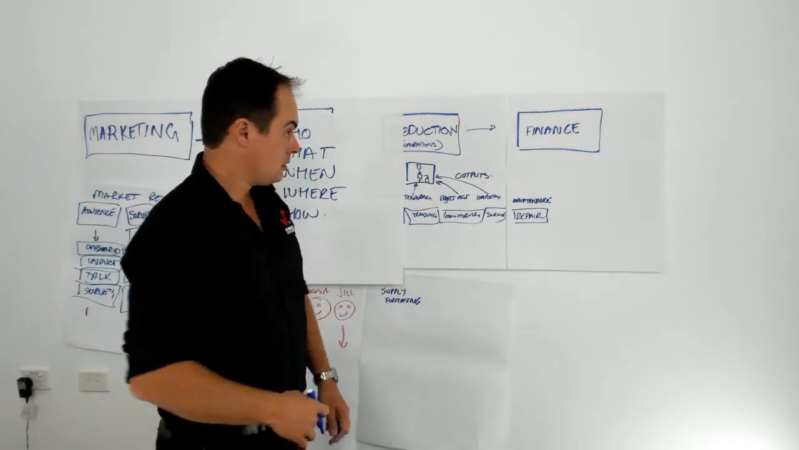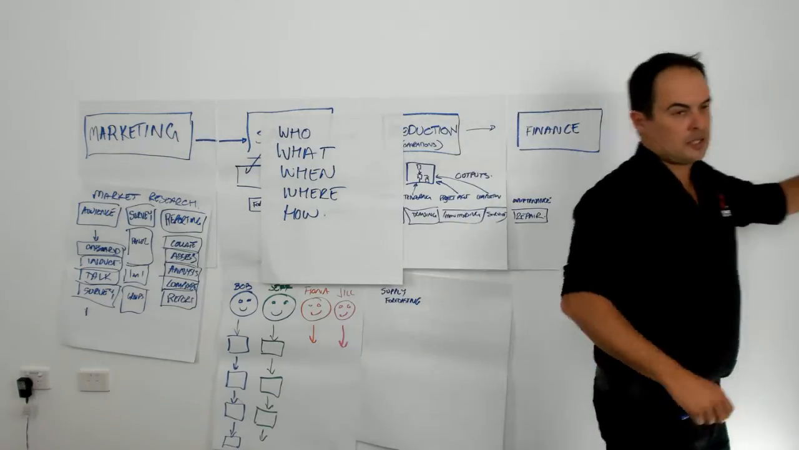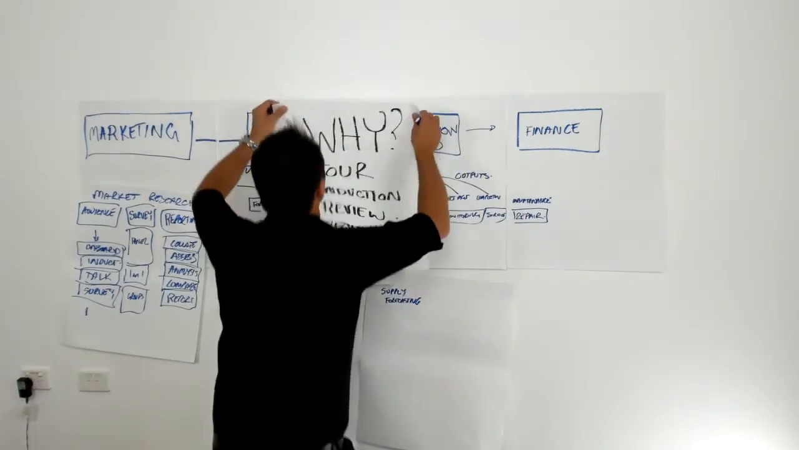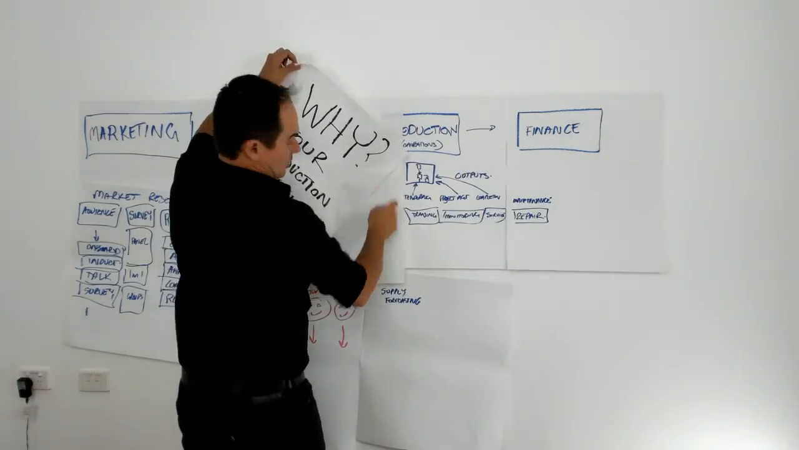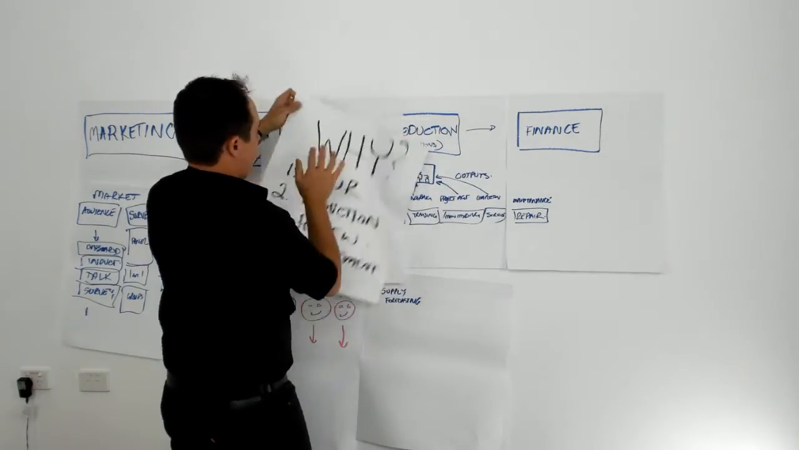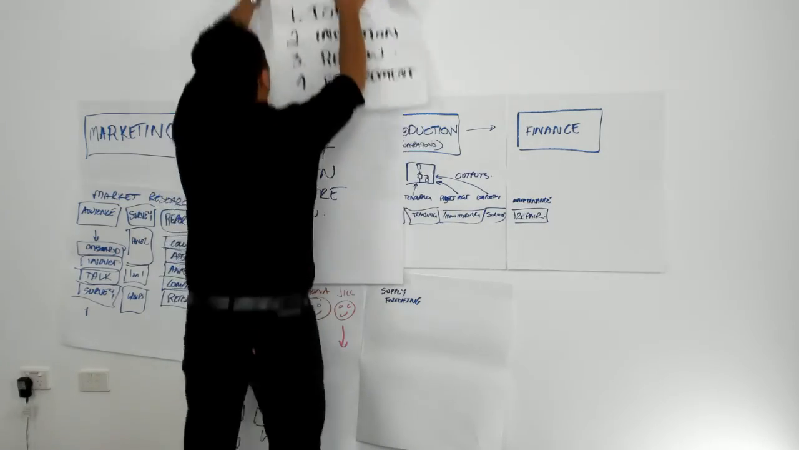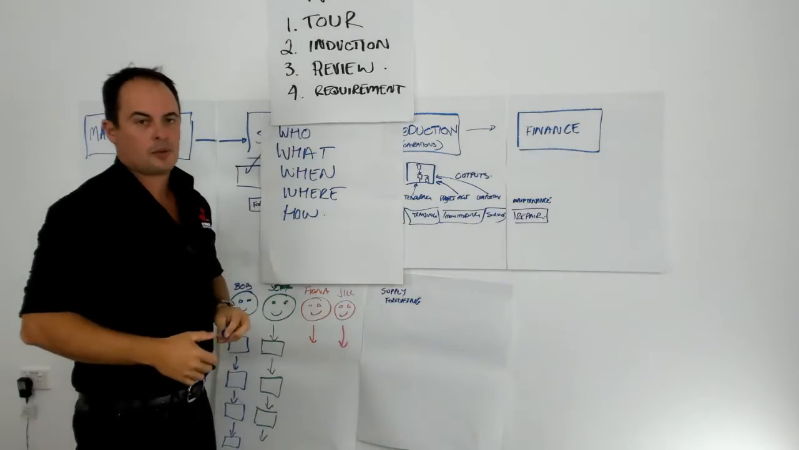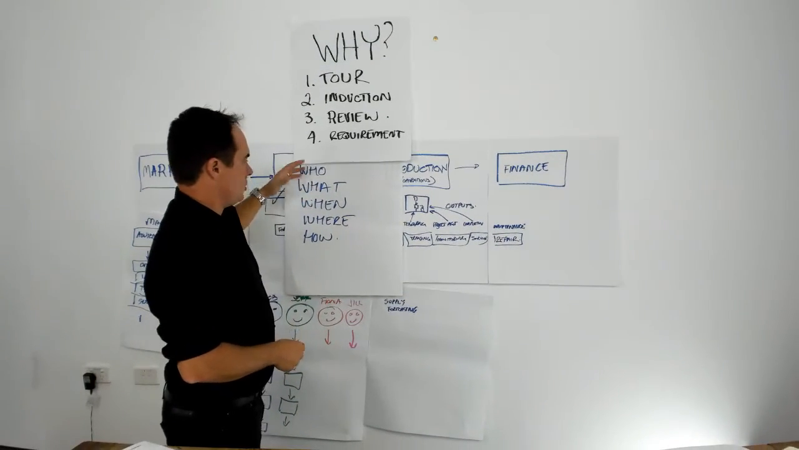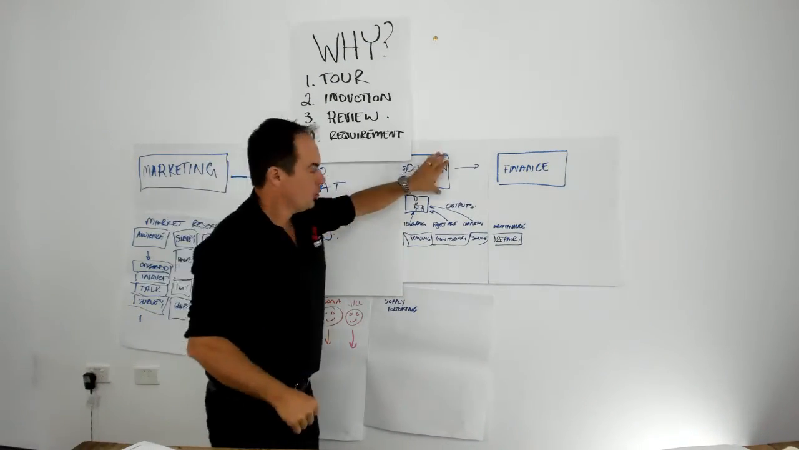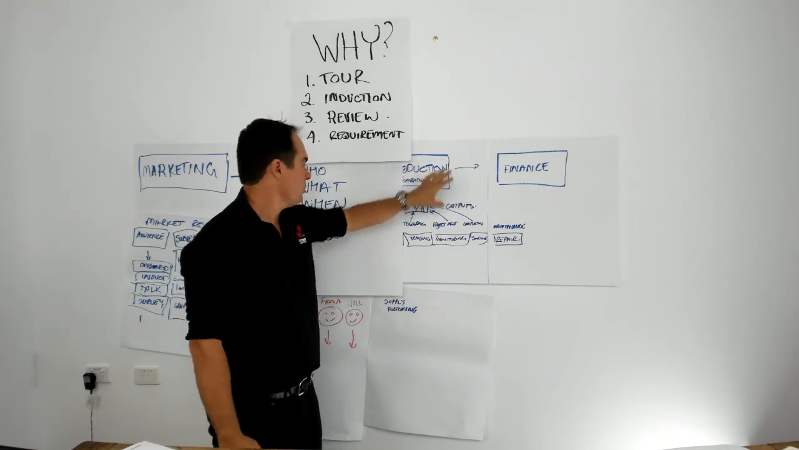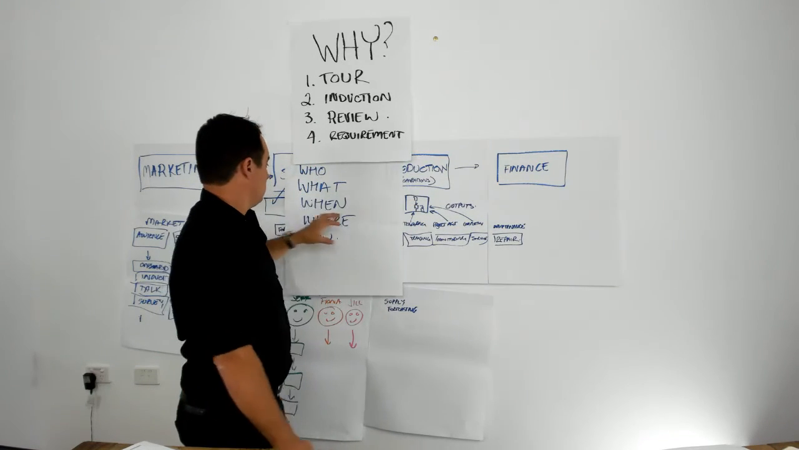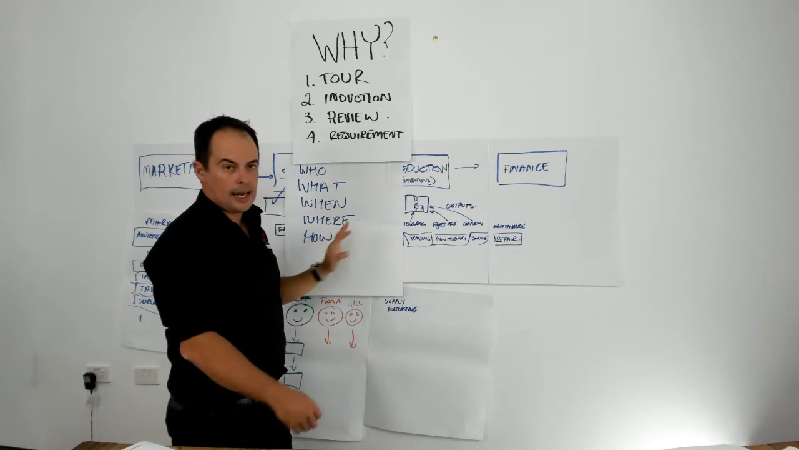and we started with why. So for each of these boxes, who's responsible? Who's involved? What are they doing? When are they doing it? Where are they doing it? And how are they doing it?